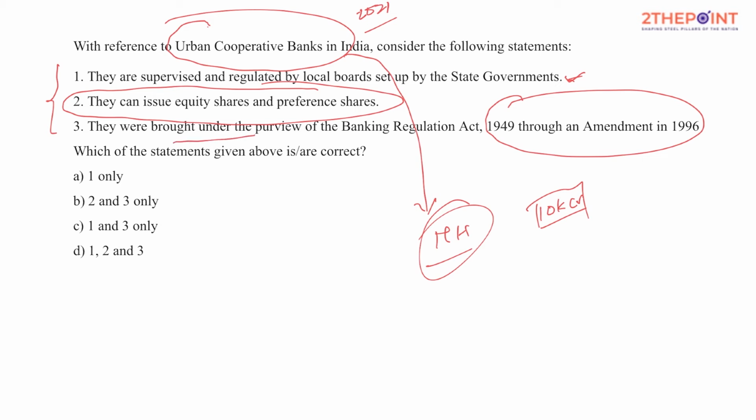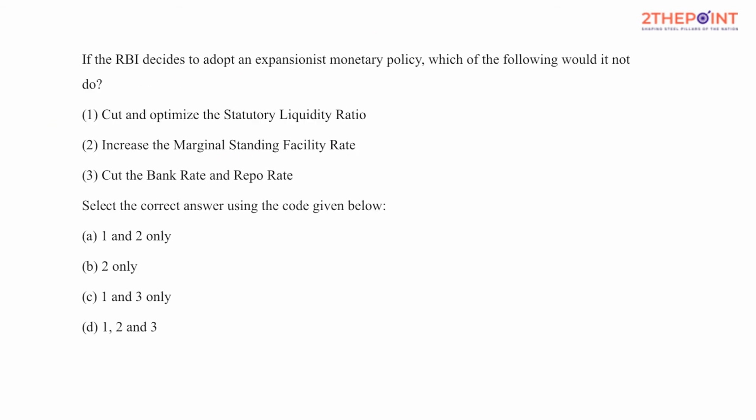Basically they used to be cooperative societies, and whichever board happens to be elected by the respective members is the one who really manages it. But in recent times, because of all these things happening, the government brought them under the purview so that the RBI could regulate these institutions. So what seems to be the most appropriate answer? They are supervised and regulated by the local bodies set up by the state governments, and they can issue equity shares and preference shares. So the third option, the last one, happens to be appropriate.